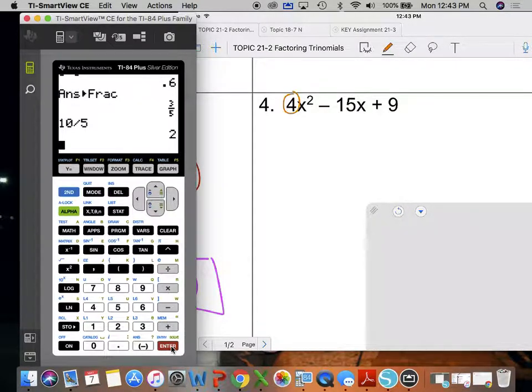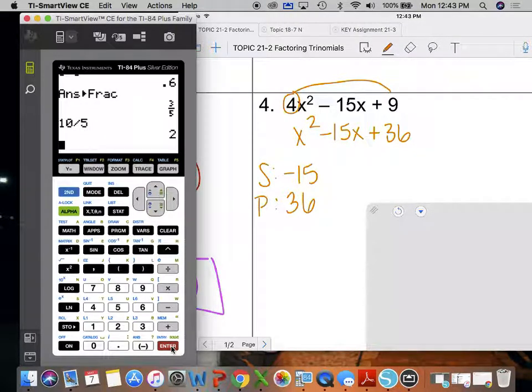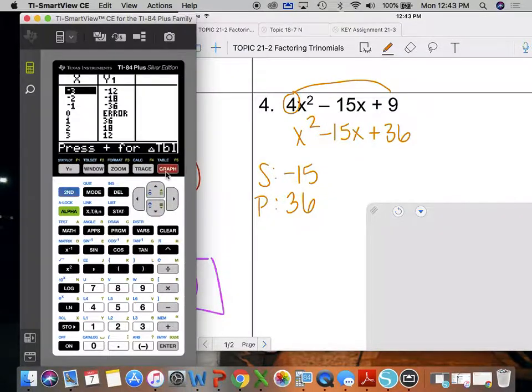Problem 4, we take our number in front and multiply it to the last number to get 36. Sum is the middle number. Product is the last number. We put the product and search for the sum. Negative 3 and negative 12 give me negative 15, so it's right there.